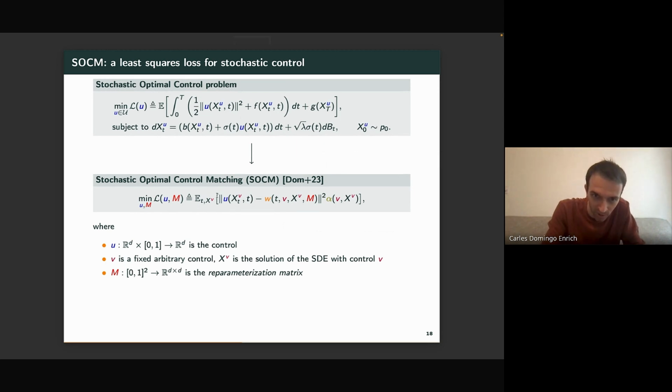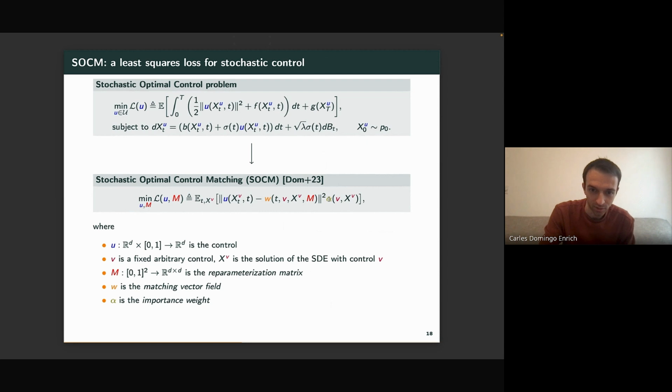There are other objects in this formula, so let me describe them. V is a fixed arbitrary control, so plugging any V here will do the job, and we will actually have an expectation that makes sense. There will be certain V's that will be preferred, so that's what we'll be taking, but I'll talk more about that later. W is a matching vector field. So we're essentially learning U to learn this vector field W. And alpha is the importance weight.